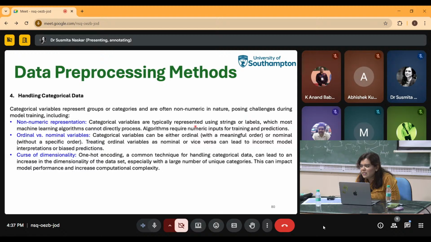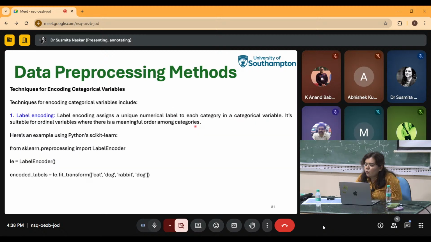Then the main techniques for encoding categorical variables begin with label encoding. Since most machine learning models cannot work directly with text-based categories, we need to convert them into numerical values. Label encoding is a method that assigns a unique numerical label to each category. For example, if you think about cat, dog and rabbit, cat might be encoded as 0, dog as 1, and rabbit as 2. That's how machine learning models generally understand it.